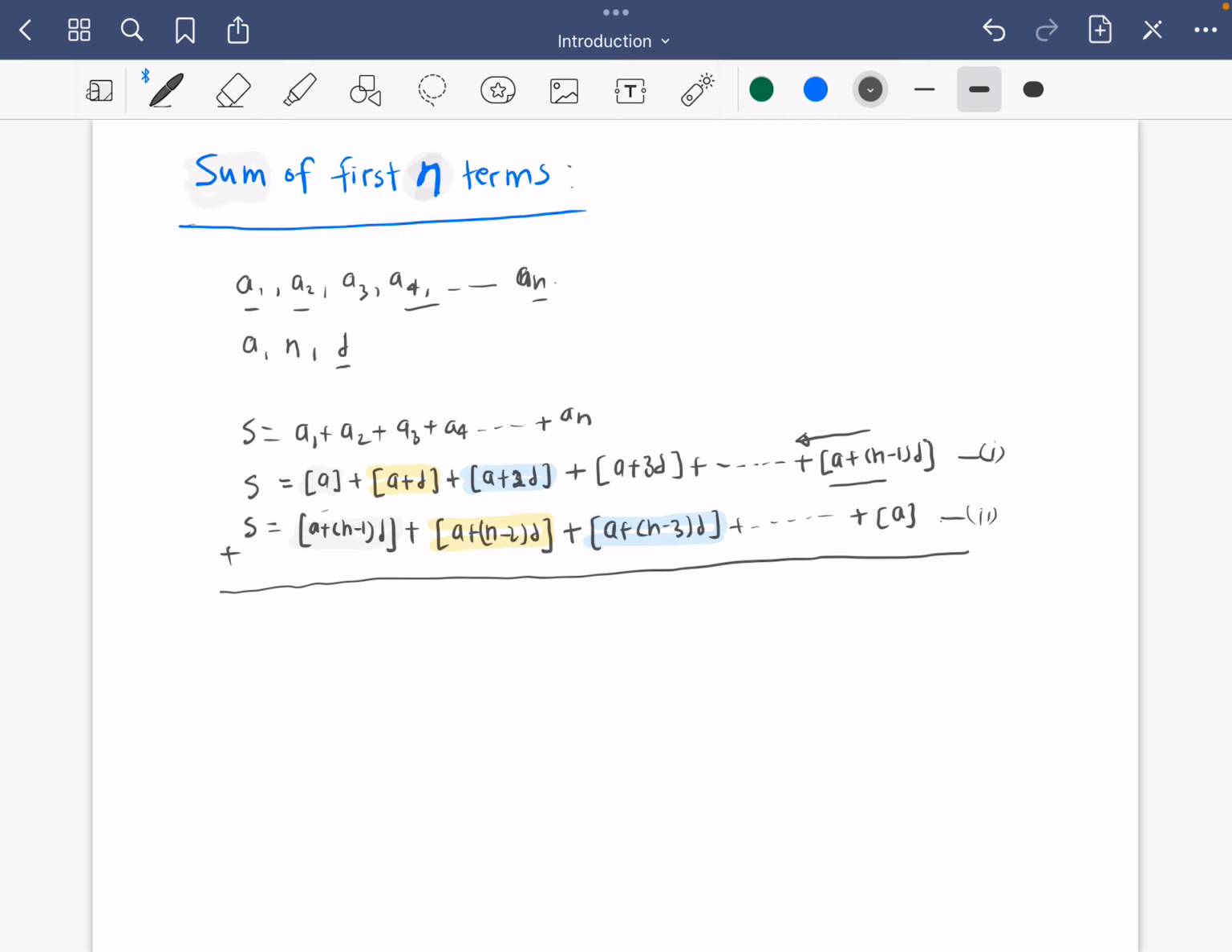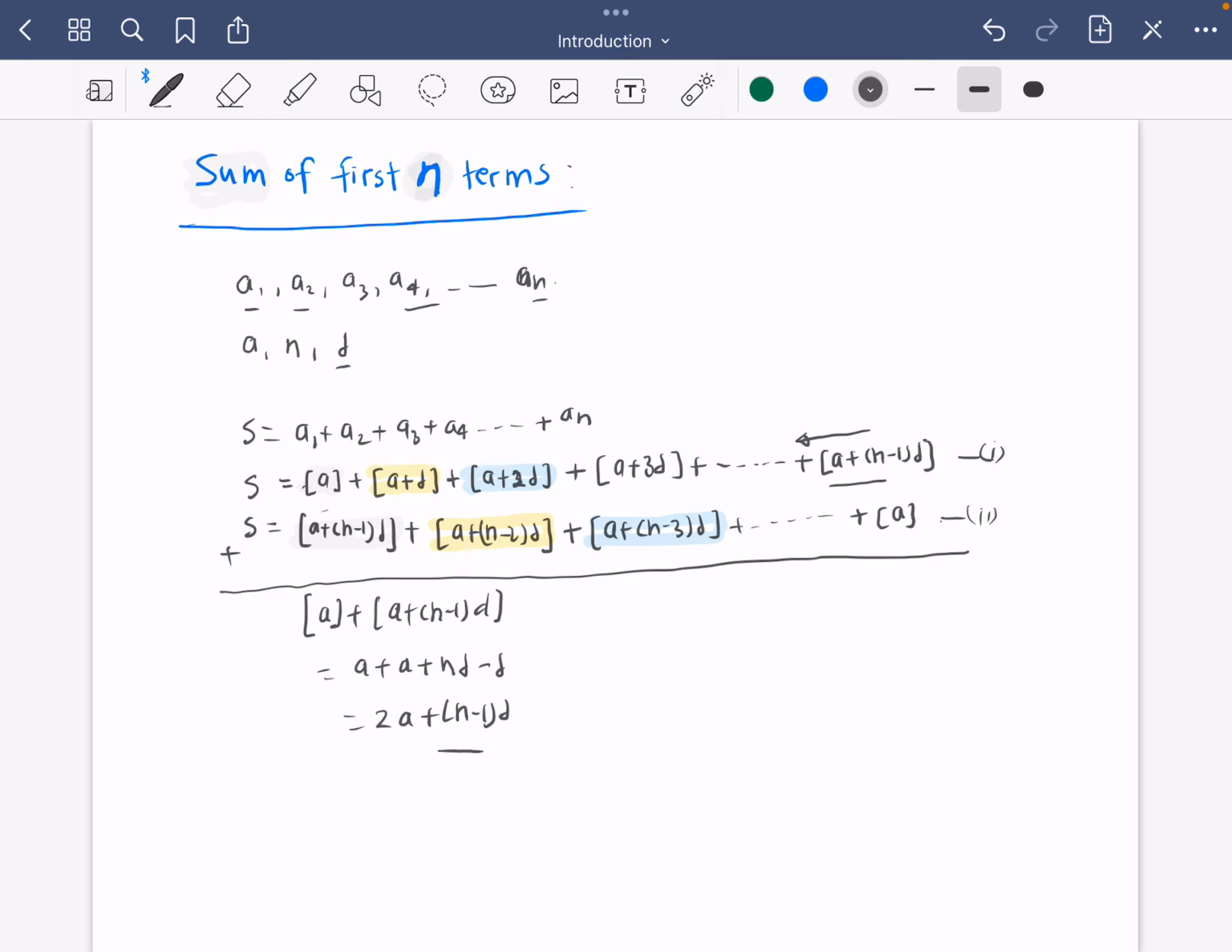But you will see that if you add the first and last term, the second and second last term, and the third and third last term, you're going to get the same result every time. For example, first these two: a plus the last term, a plus n minus 1 times d. You're going to get 2a plus n minus 1 times d.